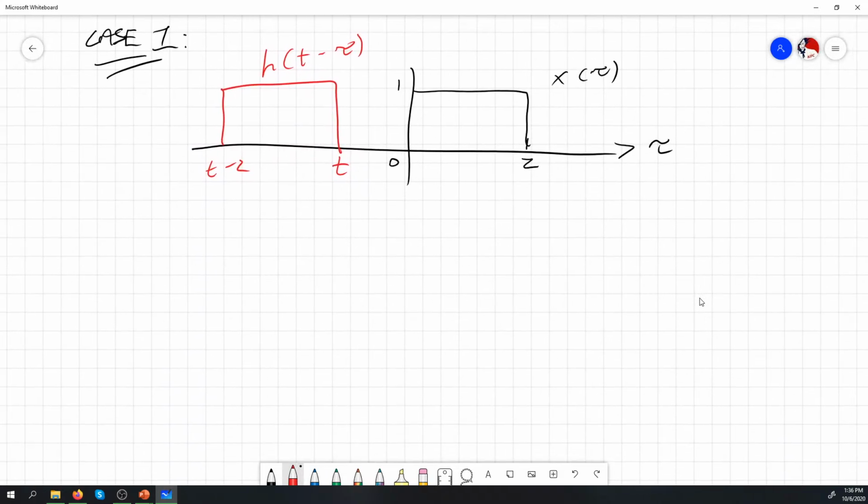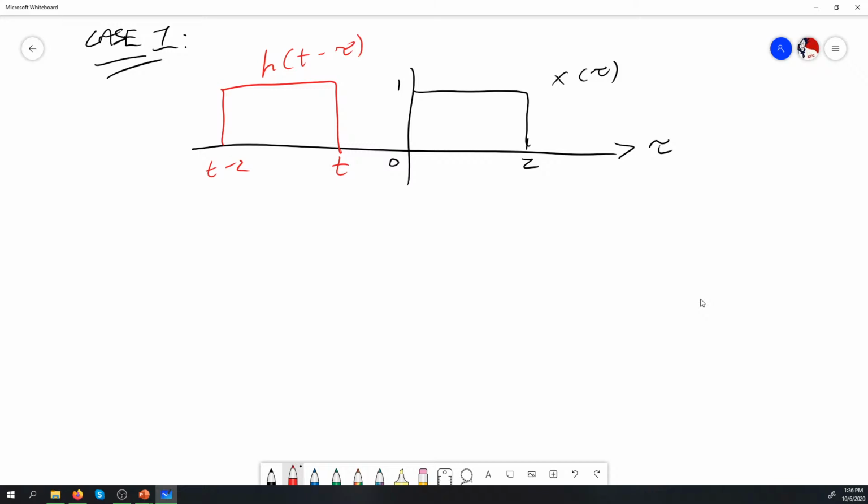So in evaluating case 1 here, we can see that t for h of t minus tau has not even hit the value of 0 here. So we say this is going to be t less than 0. And because there's no overlap, this means y of t here is going to be 0.